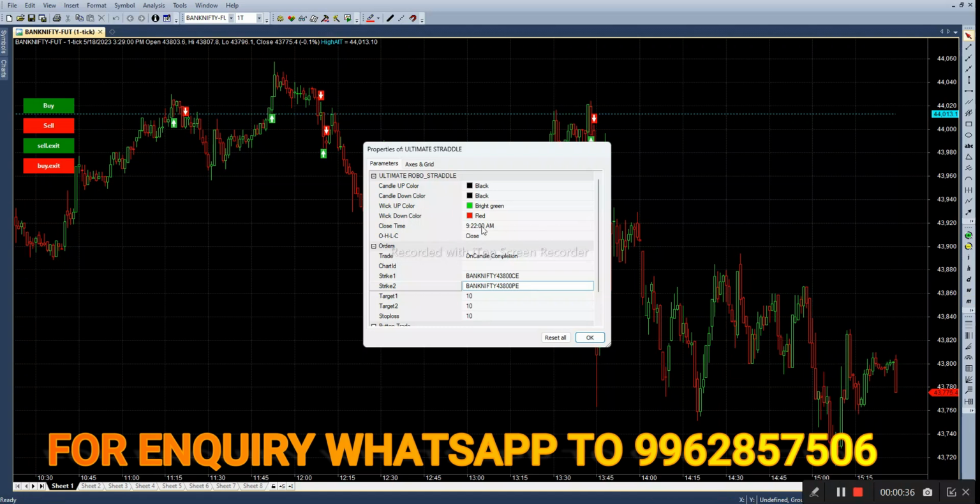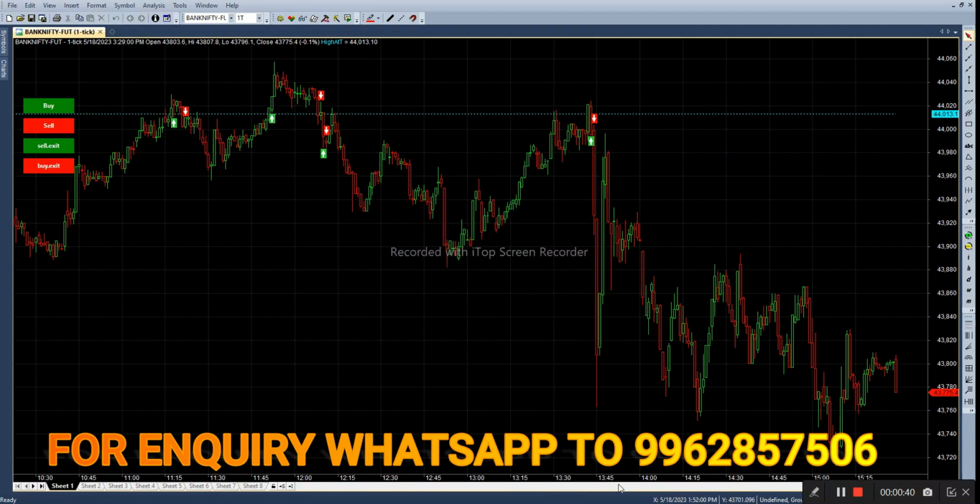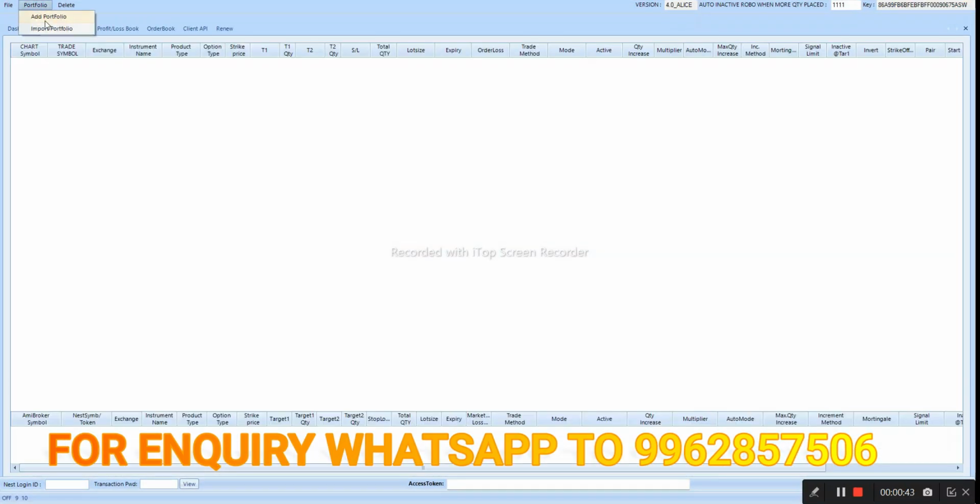So now we have to feed in Robo. Close time should be 9:15. So in Robo, portfolio settings, add portfolio. Then we have to paste here.